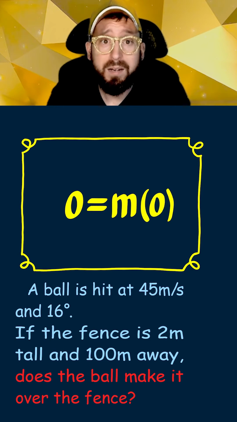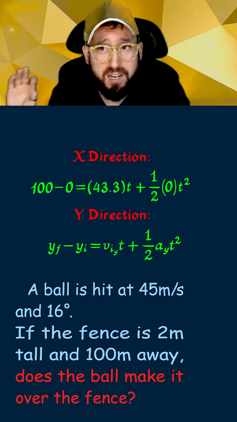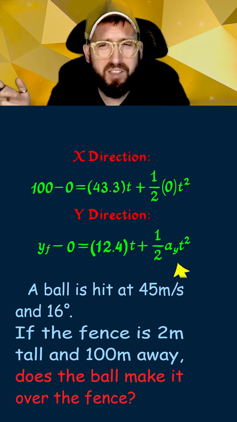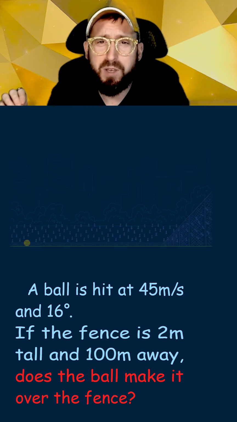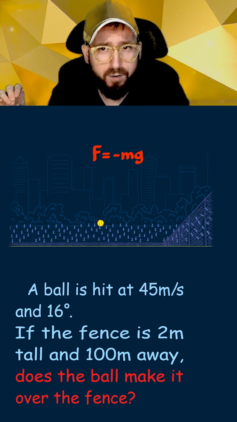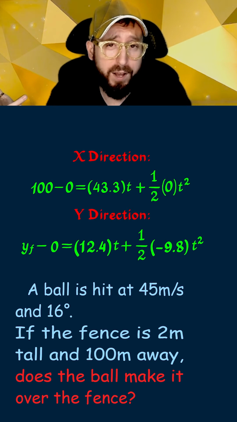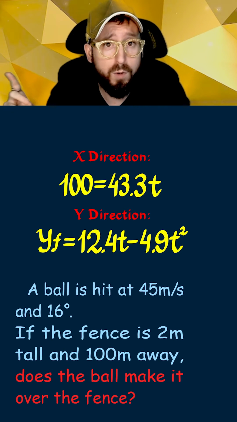Now looking in the y direction, our final y is what we're actually looking for, while the initial y is equal to 0. Again, we plug in our initial velocity. But looking at the acceleration, we are now going to use negative 9.8 meters per second squared. This is because any object moving freely through the air is going to feel a downwards acceleration in the y direction due to gravity. After simplifying a little bit, we have two easier equations where we can solve for the final y once we have the time t.